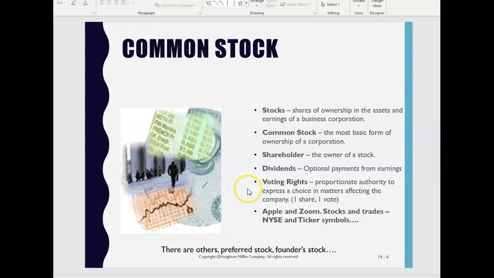And for voting rights, for the most part, the way they work is if you have one share, you have one vote. If you have 100 shares, you get 100 votes. We're going to talk a little bit more about the board of directors in just the next slide. So it's a proportional authority to express a choice. And there are some advisory votes and some other things that shareholders vote on. But primarily it's about hiring and firing the board of directors.